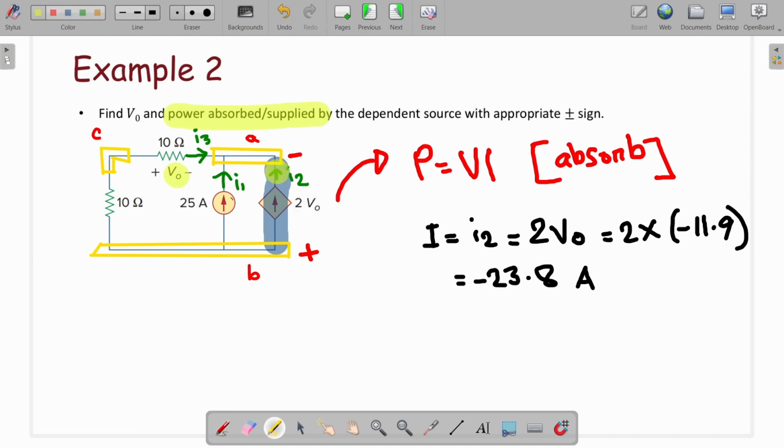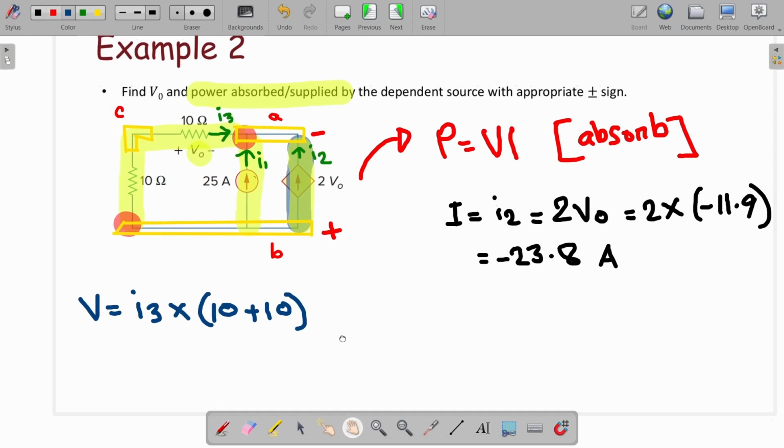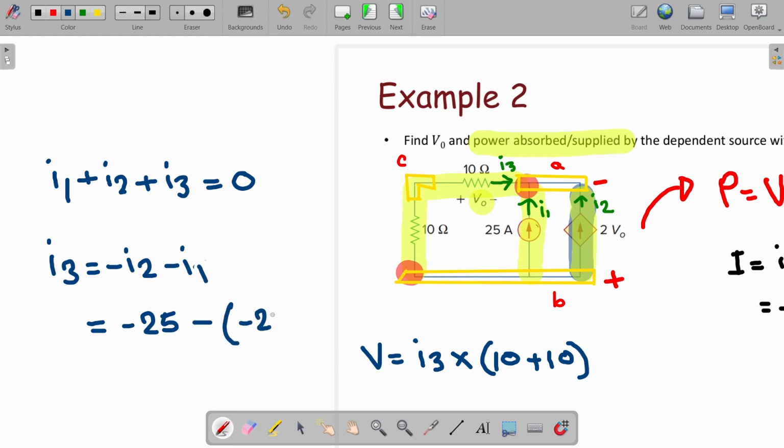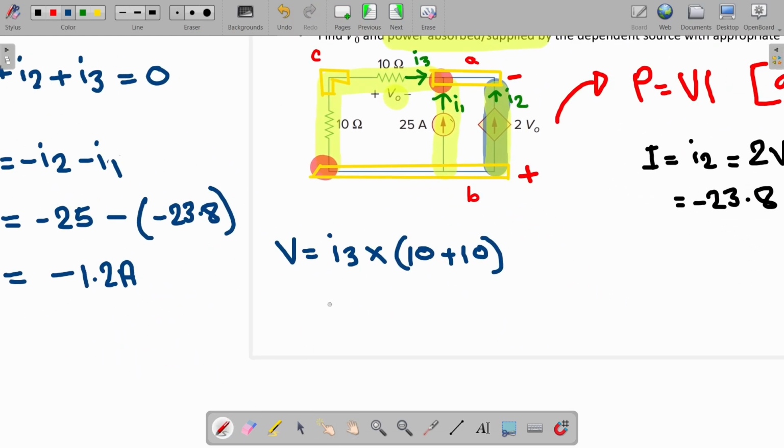Let's find V. Potential difference between these three branches will be the same. So we will find the potential difference between these 2 points. We know V equals IR. Since current flowing in this branch is I3, we can replace I with I3, and resistance will add up as they are in series connection. To find I3, we can simply apply KCL at node A. So we get I3 equals minus 1.2 ampere. Plug in the values and you will get V equals negative 24.